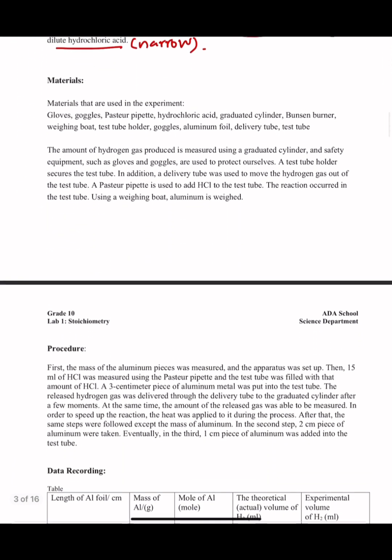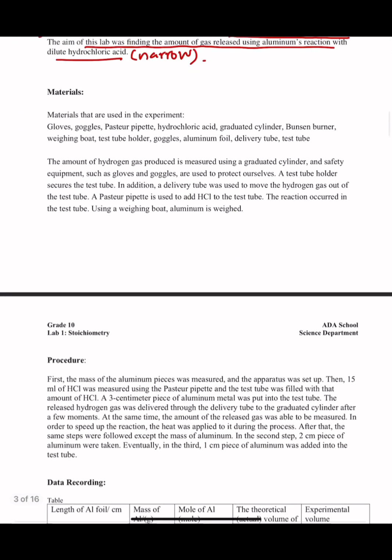So now about materials, you see there is no picture. You have to actually have a picture in here. You need to present it properly and all of this stuff. Okay, there was no Bunsen burner. We had an alcohol burner, weighing boat, test tube holder, goggles, aluminum foil, delivery tube. Delivery tube, I guess it's a tube with a sidearm.